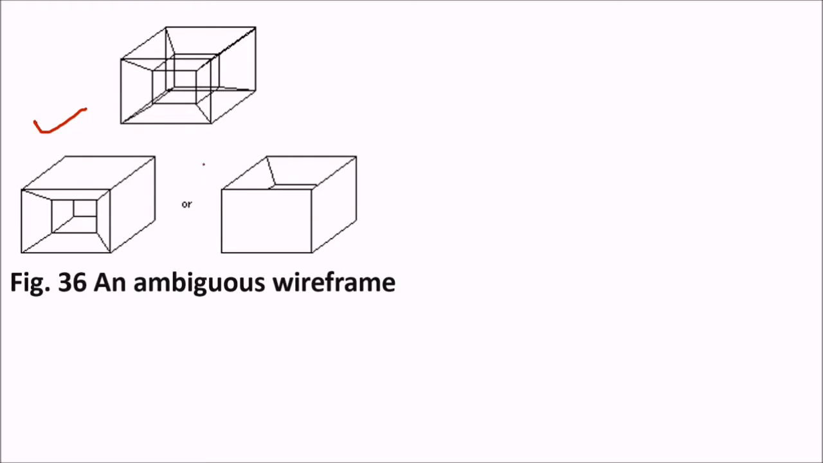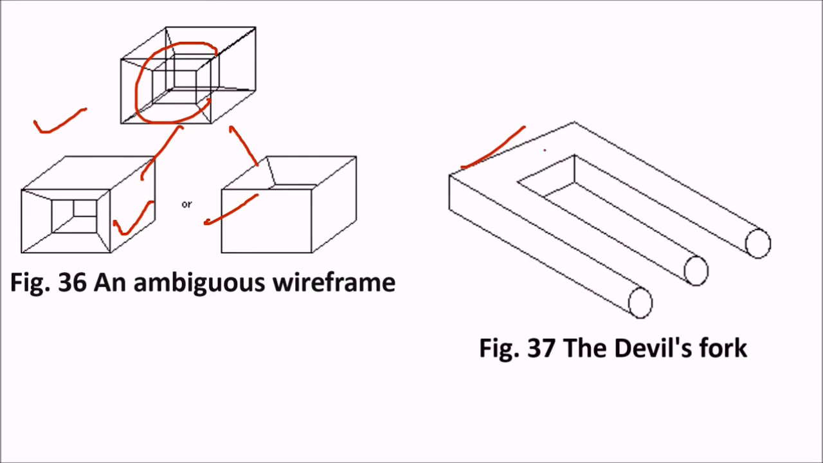This is an ambiguous wireframe. You are not able to understand it, but still it represents what it is. But this one can be understood in these two ways. This is a devil's fork. You cannot tell whether there are three prongs or two.